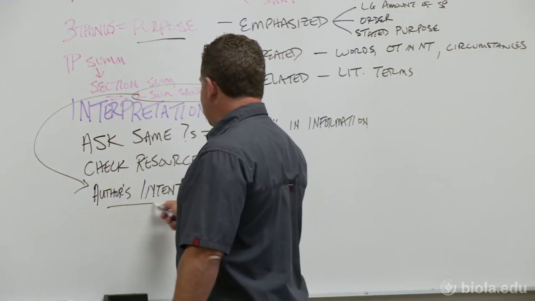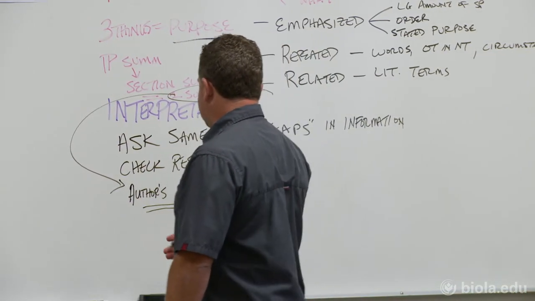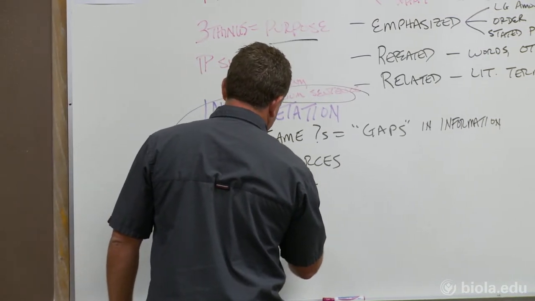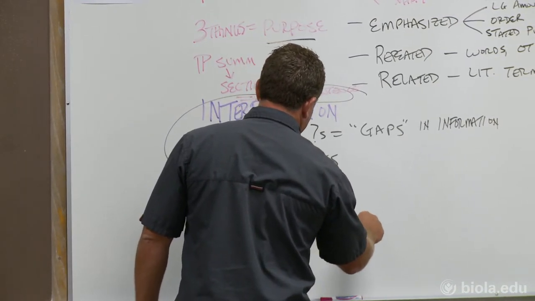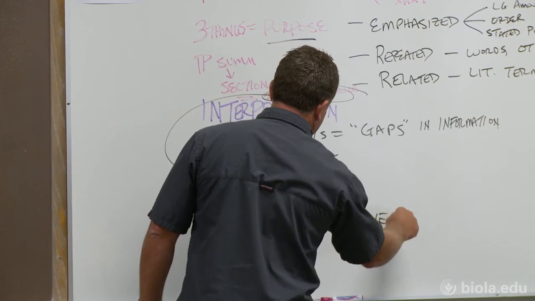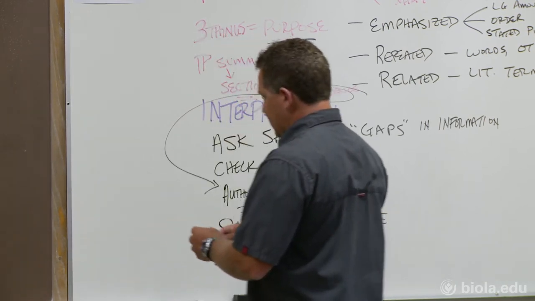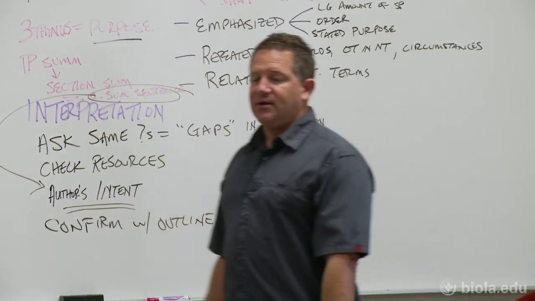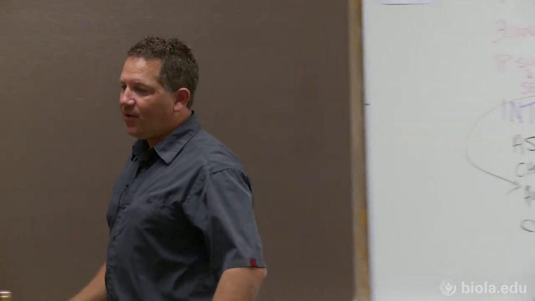And to kind of help us make sure we have the right idea about the author's intent, we want to confirm with an outline to make sure that we're not skipping anything. You know, we're not leaving out any information or skipping over a paragraph or a passage that we just don't like. Okay? So this is what we've been working on so far. A lot of work, a lot of practice. You've done well.